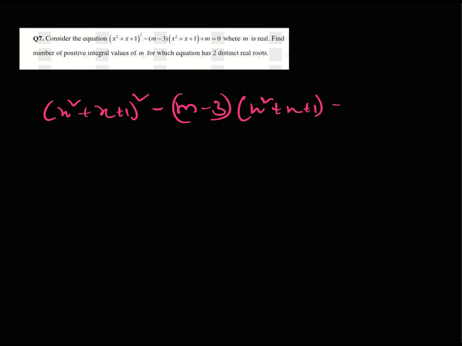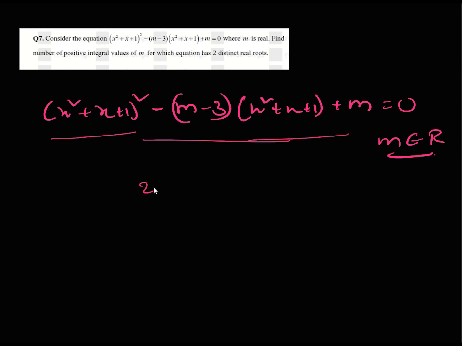Now let's go into another question. Consider the equation (x square plus x plus 1) whole square minus m times (m minus 3) into (x square plus x plus 1) plus m equals to 0, where m is real. Find the number of positive integral values of m for which the equation has two distinct real roots. So they are saying that this equation must have two distinct real roots.